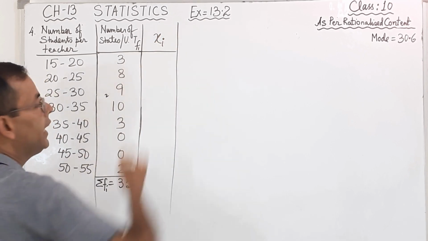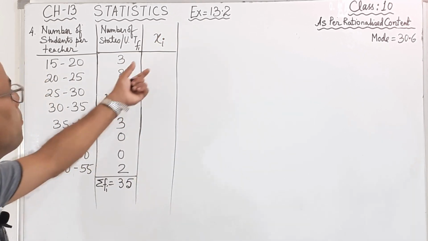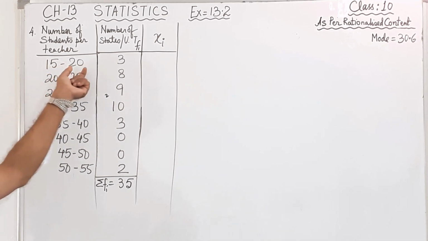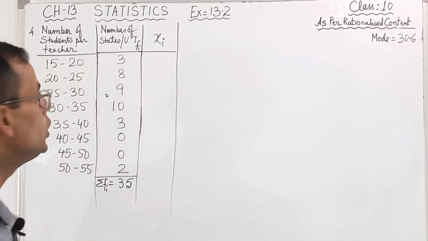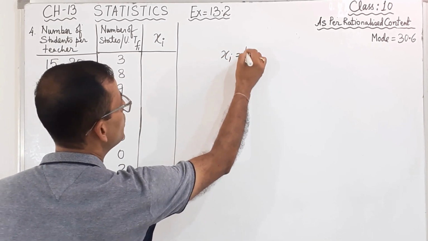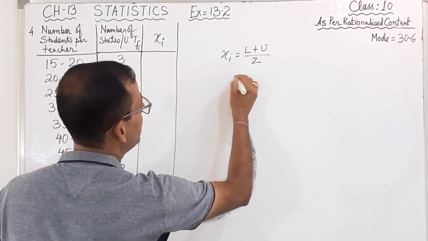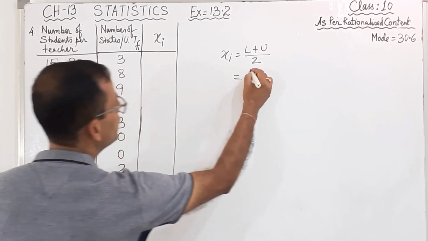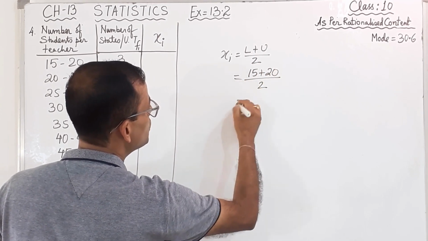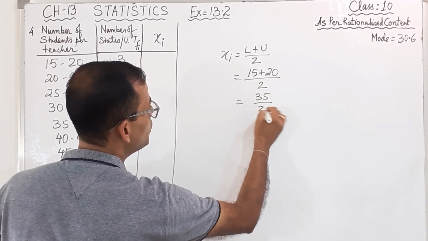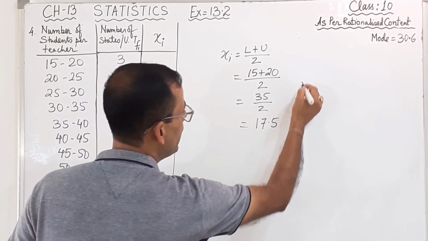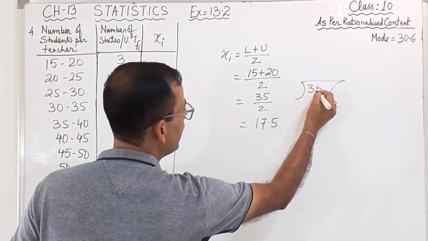Now we have to find out what? Xi. Xi means the mid value. How to find out Xi? Lower plus upper divided by 2. So here let us do the rough. Xi equal to lower plus upper divided by 2. So lower is how much? 15. Upper is how much? 20 by 2. So what it comes? 35 by 2. And 35 by 2 comes how much? 17.5.